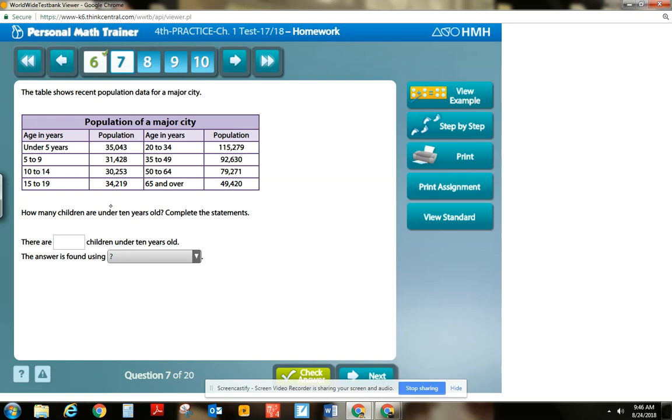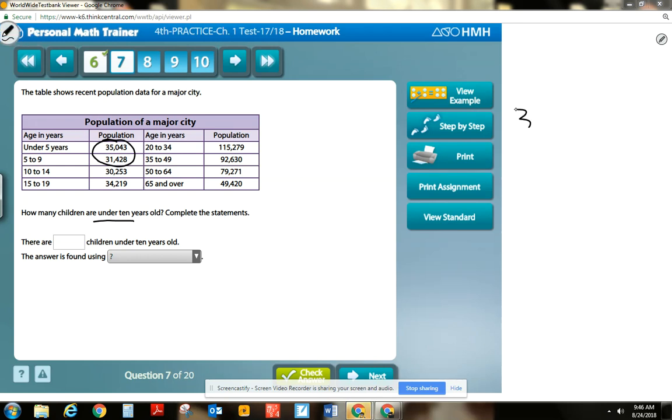Complete the statements. So under 10. It doesn't say 10 or less. It says under 10. So that would be 0, 1, 2, 3, 4, 5, 6, 7, 8, 9. I'm not going to include 10 because it says under 10, right? So it's going to be these two columns, these two numbers. So it says how many children. I'm not subtracting, I'm going to actually add.